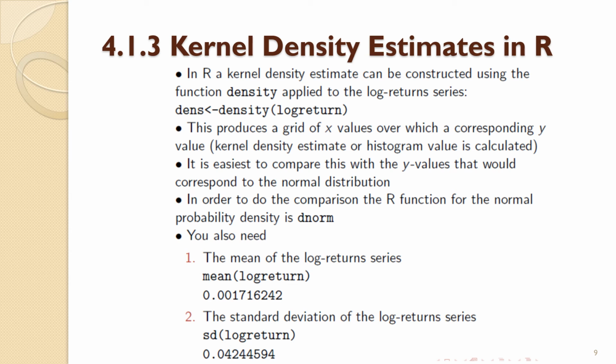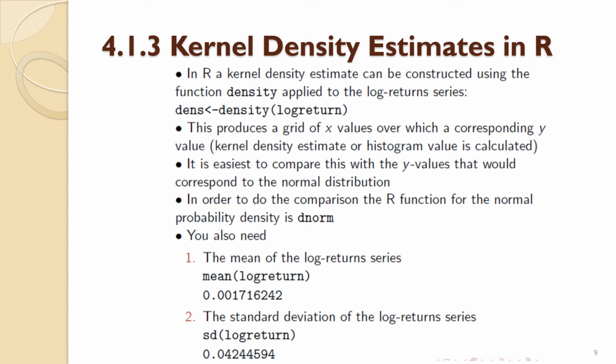If you want to do this kernel density estimate in R, what you would do is apply the function density to the series of returns. What this will do is produce a grid of x values over which a corresponding y value, the kernel density estimate or the histogram value, is calculated. So again, R is like a robot, it will do exactly what you tell it to do, nothing more, nothing less.